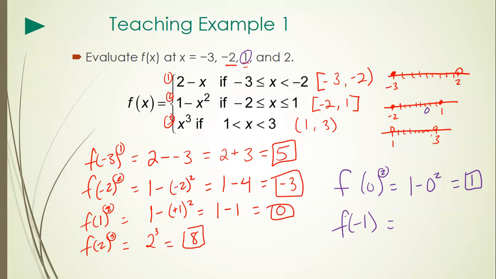Ready? What interval did you use for f of -1? Why are you using 2? It's in between. It's on this number line somewhere, right? So you're going to use 1 minus -1 squared, and it's going to give us what? It was a 0. A negative times a negative is a positive. So we get 1 minus 1 is 0. That is it. That's all you're doing. You are given the value, you determine the interval, you plug it into that expression.